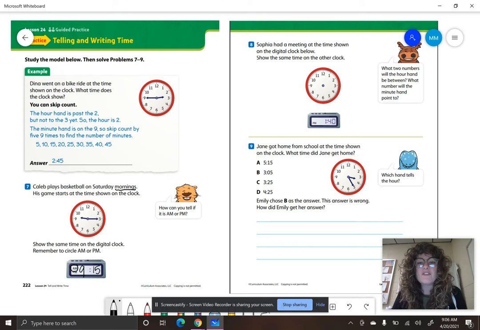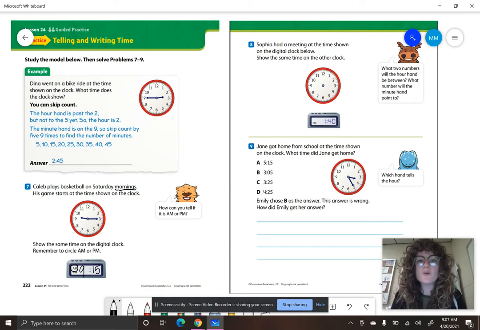All right, Sophia had a meeting at the time shown on the digital clock below. Show the same time on the other clock. Ooh, okay, so we have our time on our digital clock, so we know that the meeting was at 1:40. We have to show it on our analog clock. All right, so our hour is 1 and our minutes is 40, okay?